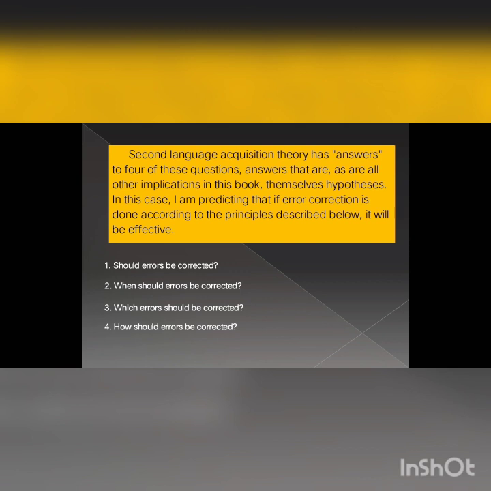Let's get down to our last question. How should errors be corrected? The first thing to do is to limit corrected errors to the learnable and portable rules. Next, errors are corrected under conditions that allow monitor use. This will give the learner time to reconsider the rule that was violated.